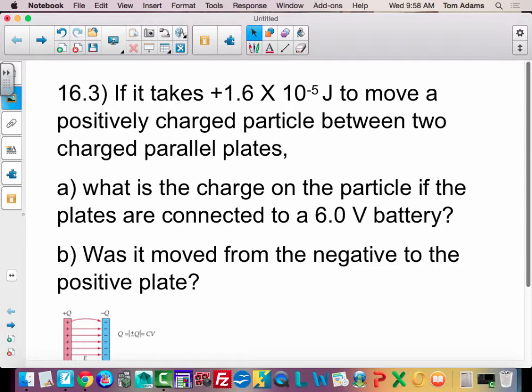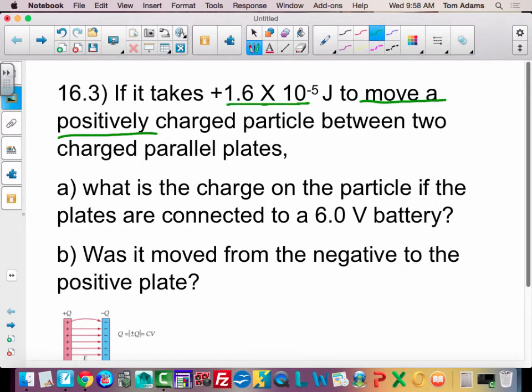And so let's start with part A. So we've got to list what we know. So we had to move a particle, and it took 1.6 times 10 to the negative 5th joules.